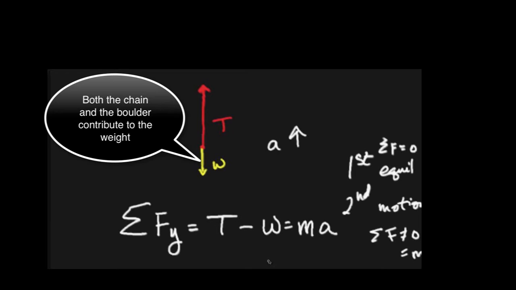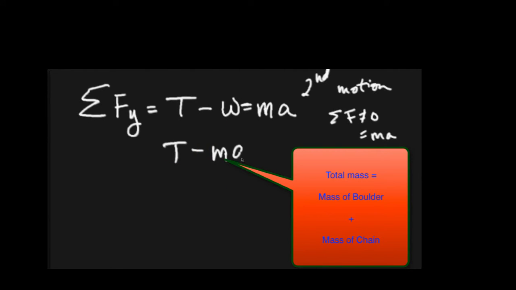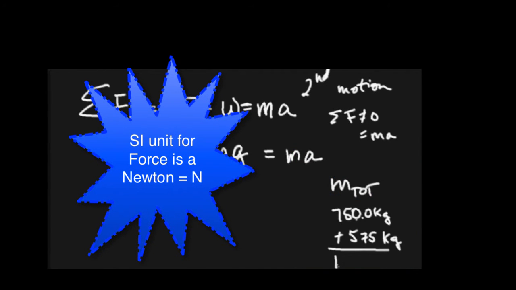I understand. What is the weight? Weight is mass times gravity, which has a constant acceleration. Good. And when I'm using mass here, what am I speaking of? Is it the mass of the chain, is it the mass of the boulder, or is it the mass of both? It's the mass of both. Good. So it needs to be a total mass, which would be the 750 plus the 575. I got 1325. So that's the total mass.